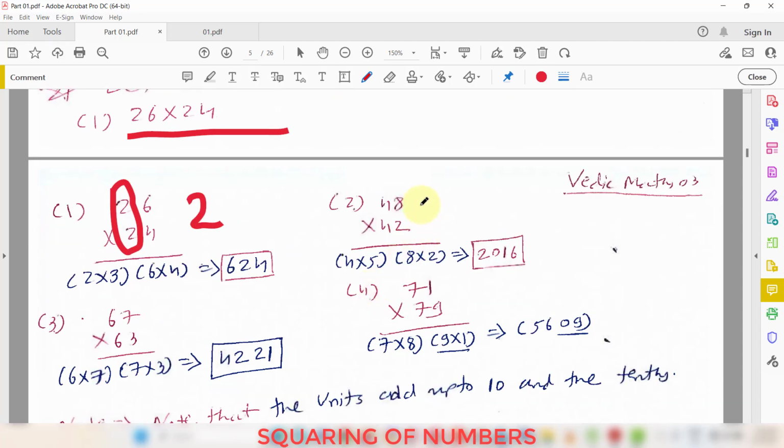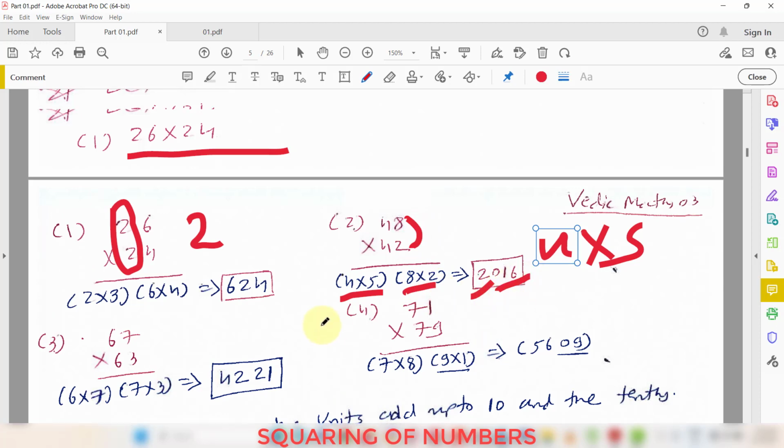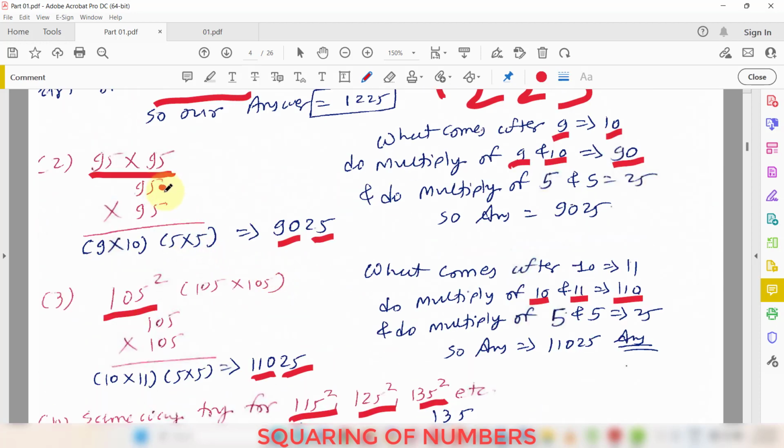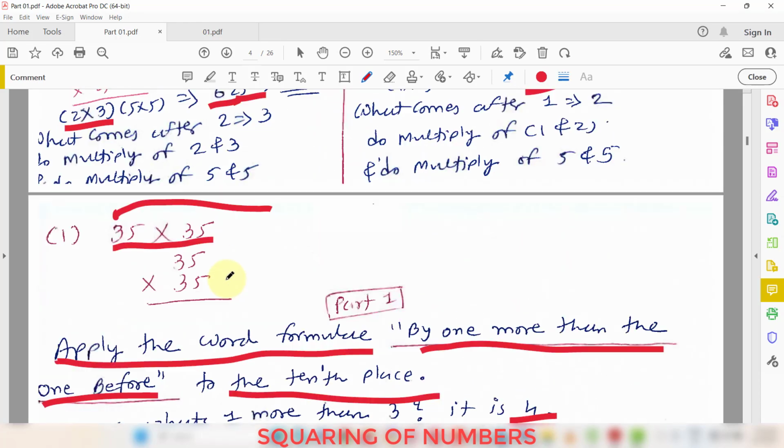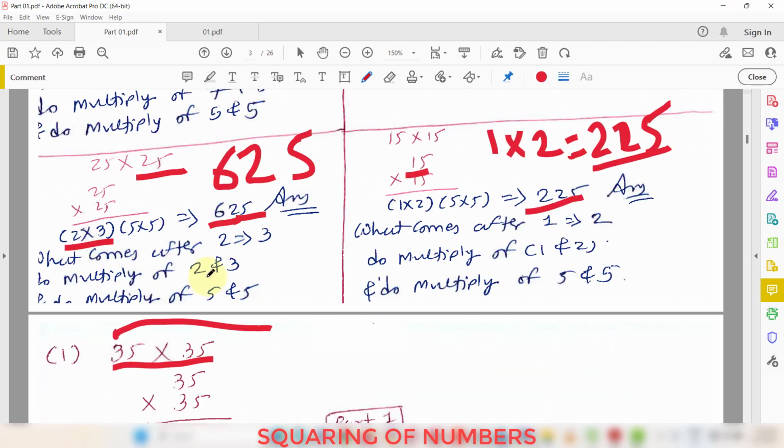Let me do some more examples. 48 times 42, right? So what comes after the 4? That is 5. So 4 times 5 is our first part of the answer, that is 20. And 8 2s are 16. That is our second part of the answer. That's why here you have seen we have multiplied 5 by 5, the second part of the number, 5 times 5.